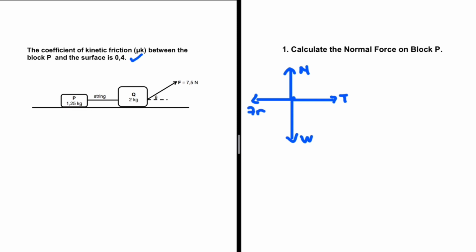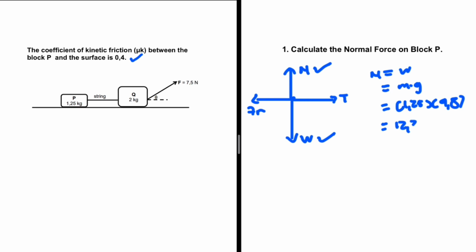So in a situation like this, how can we calculate the normal force? Clearly, the normal force is equal to the weight. So we're going to have normal force being equal to the weight. And then the weight is mass multiplied by gravity. So we have 1.25 multiplied by 9.8. The normal force is 12.25 newtons. Nothing surprising so far.